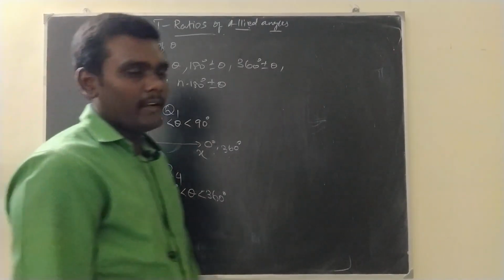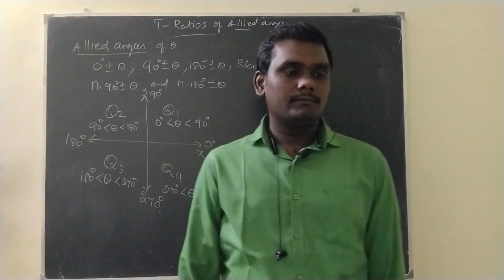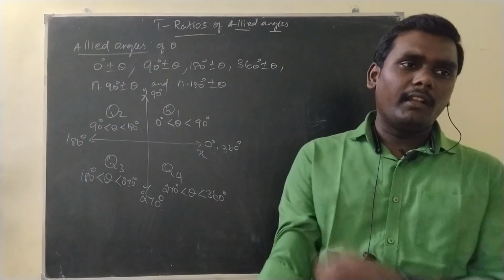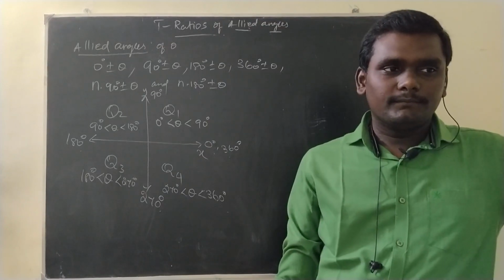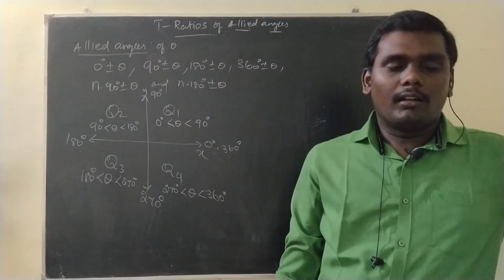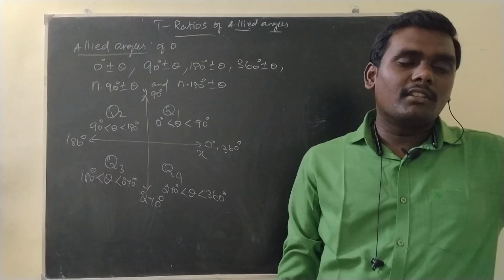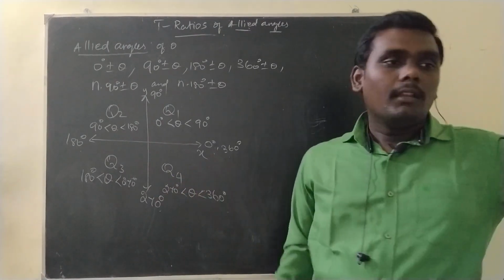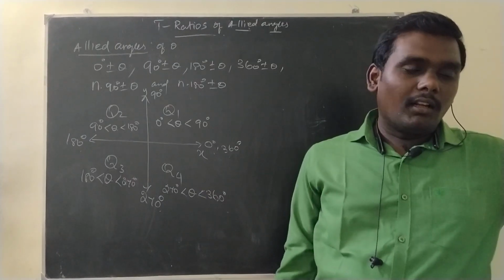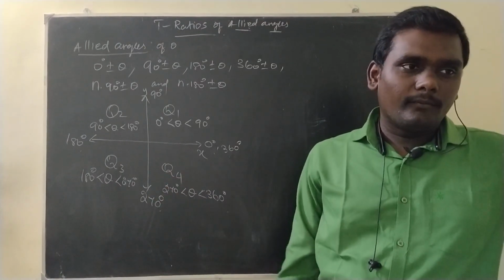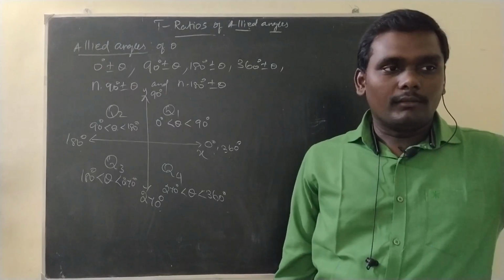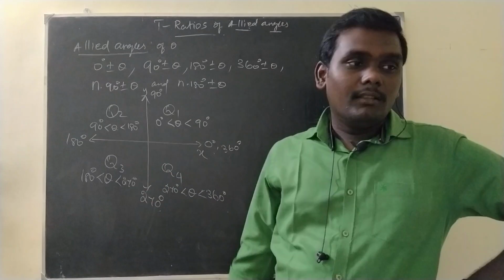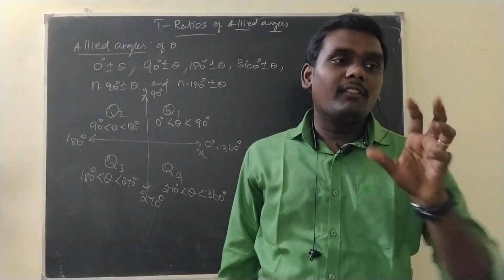When I say 45 degree, which quadrant does it lie in? When I say 135 degree, which quadrant does it lie in? Second quadrant. When I say 255 degree, which quadrant does it lie in? Third quadrant. When I say 330 degree, which quadrant is it in? Fourth quadrant.